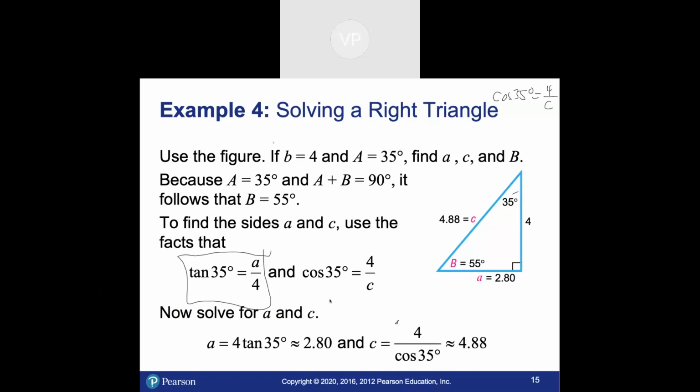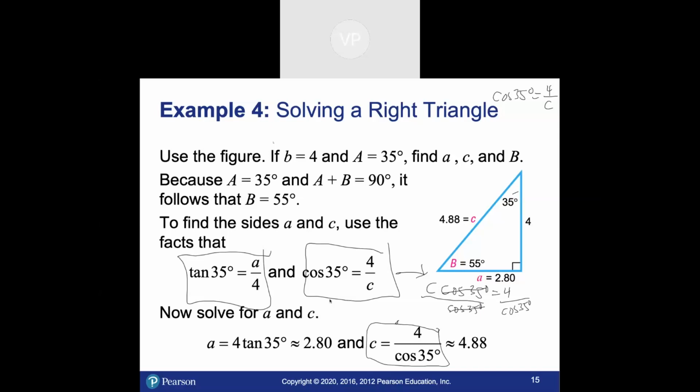For the C, it's a little weird. They didn't show how we got this, but I'll show you. Remember, we have this right here. So I can multiply both sides by C. And then I divide by the cosine of 35 degrees on both sides. All algebra, just to make the cosines cancel. That's why we get C equals 4 over cosine of 35 degrees.